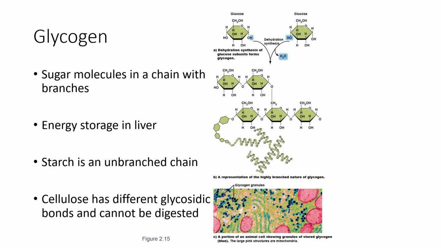Starch is an unbranched chain. We also have something called cellulose in plants, which has different bonds between the glucoses, and we are not able to digest cellulose.